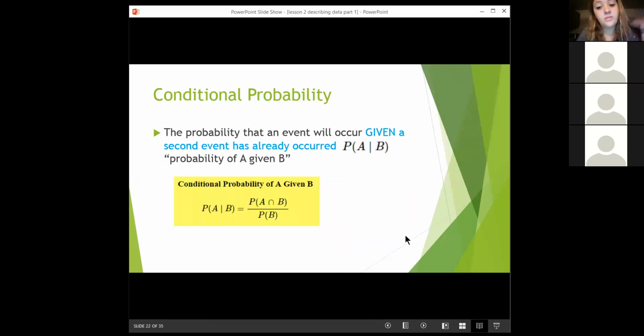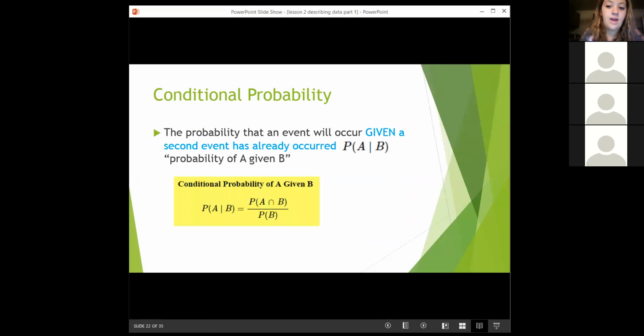All right, conditional probability. This is where there's a condition that has to be met before we find the probability of the second one, or the probability of the first one. So our probability that an event will occur given a second event has already occurred. So basically that second event has to occur before the first one in order to use a probability.